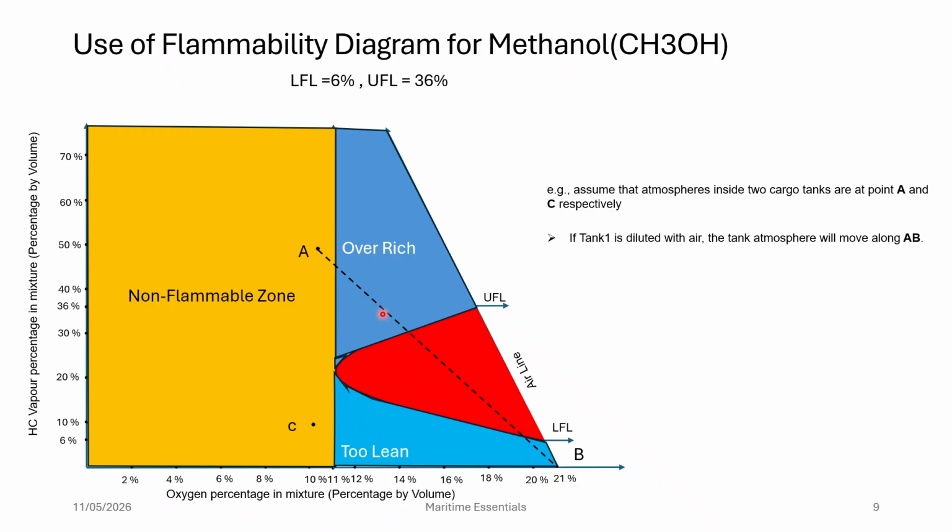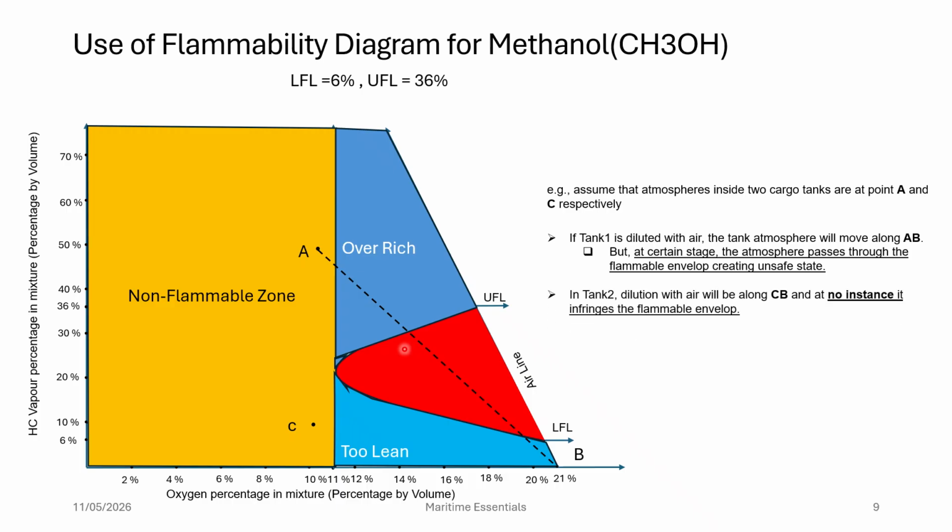You see this line has a problem. The problem is that along the path of the AB line, the tank atmosphere passes through the flammable envelope, that red zone area. During that time it is an unsafe state of the tank. If there is any ignition, the tank may sustain flame or fire, and as a chief officer or duty officer, you don't want that.